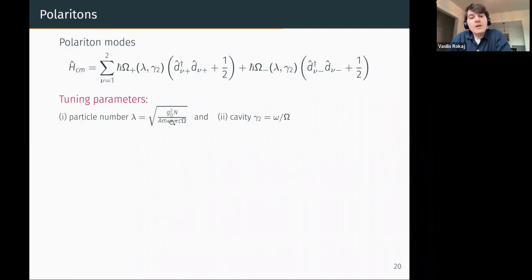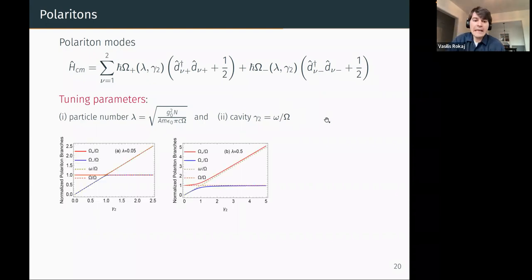One is lambda, which is proportional to the square root of N, the number of particles in the system, and A here is just the area of the cavity mirrors essentially. So this is the one tuning parameter that we have, and the second one is the ratio between the cavity frequency and the trap frequency.